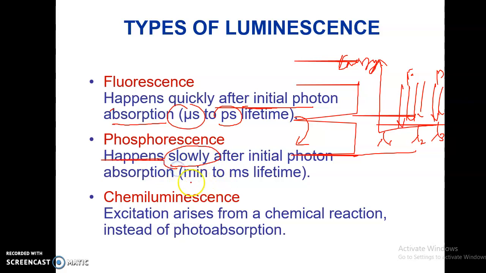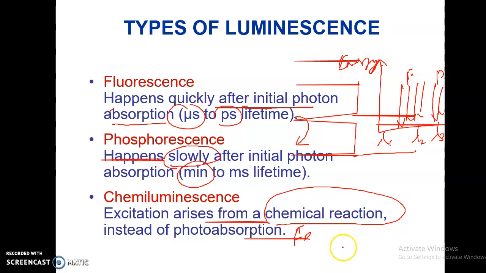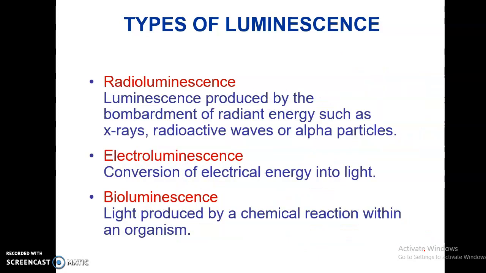Phosphorescent is so slow, it can go up to minutes. That's why glow in the dark we can see within minutes. It's not as fast as fluorescent. In chemical luminescence, the excitation arises from a chemical reaction. We can see the luminescence as long as the catalyst is inside the blood and the luminol is there. Then we have radioluminescence, produced by bombardment of energy, such as X-ray, radioactive waves or alpha particles.